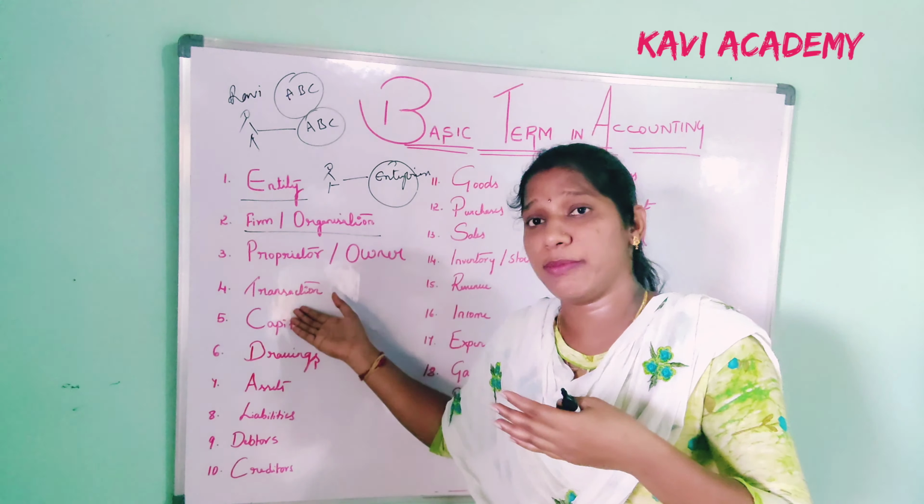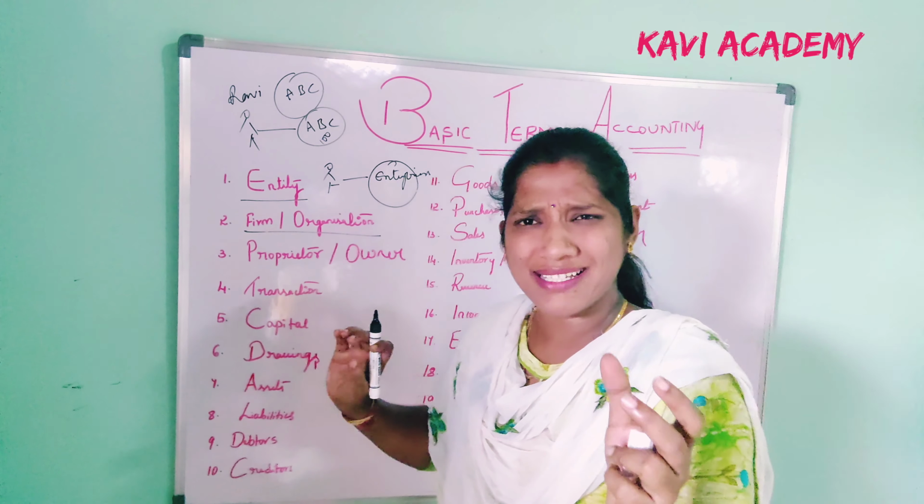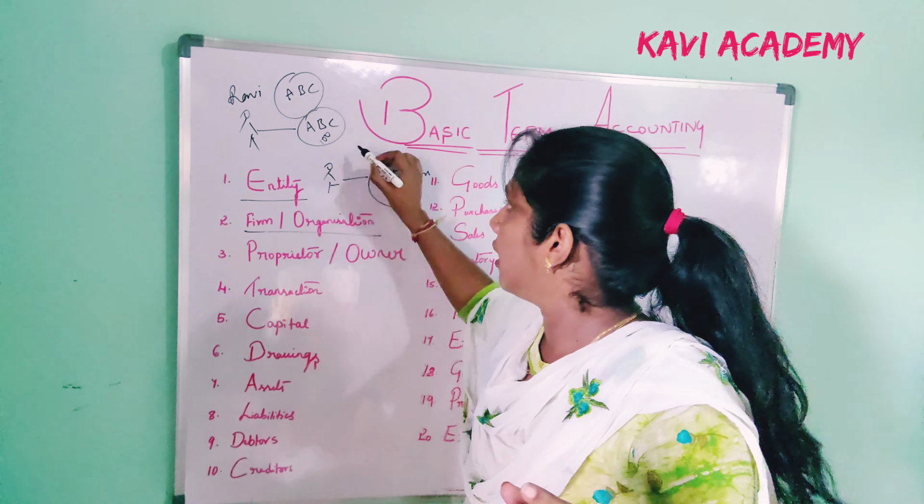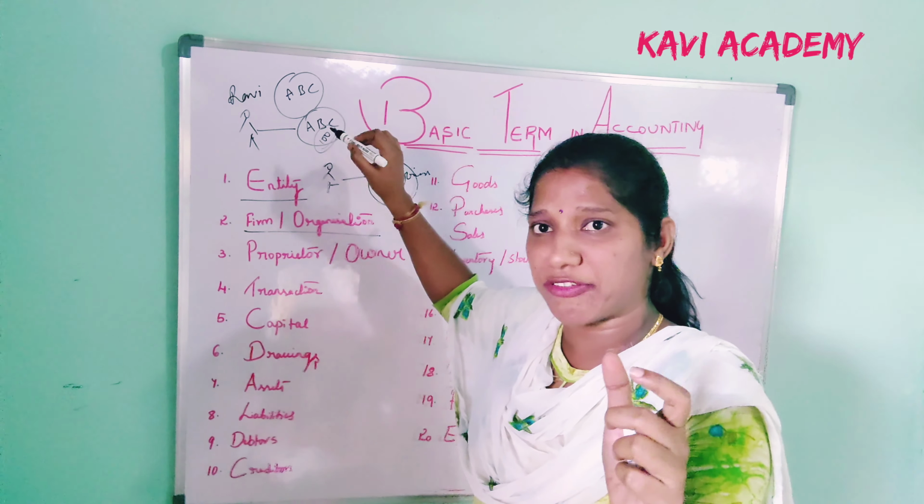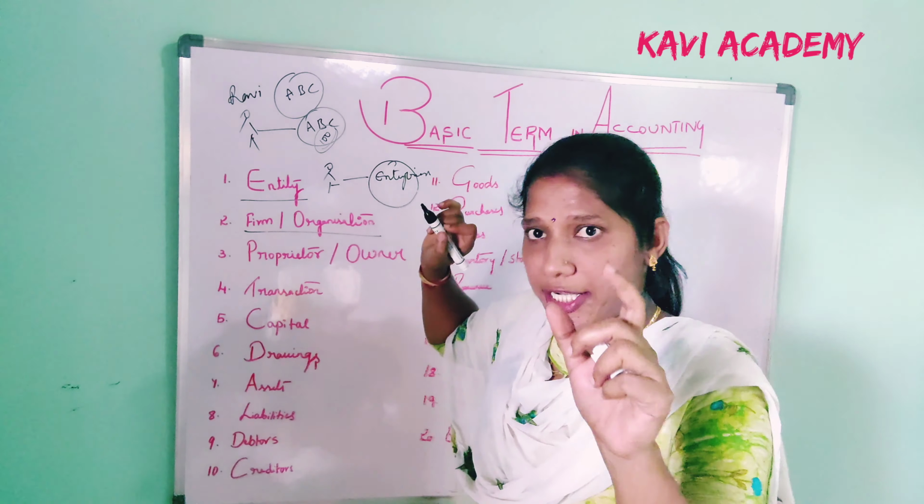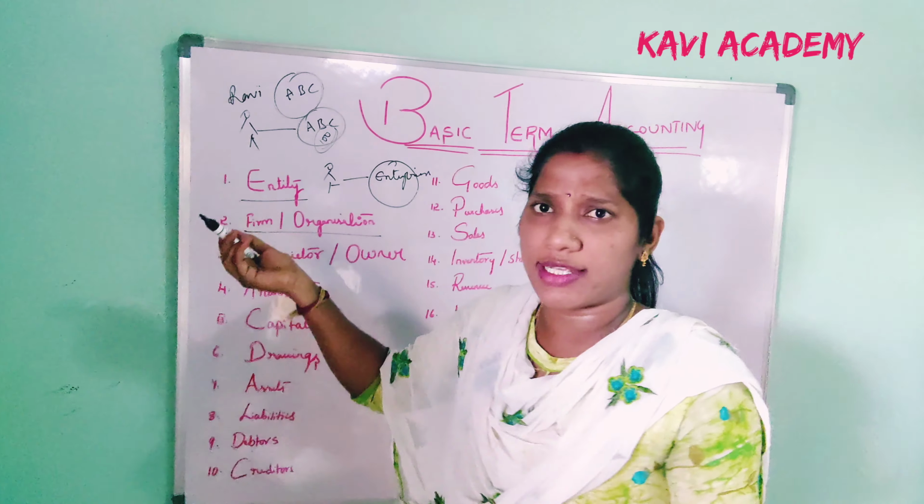An event or situation is measurable in money, which changes our financial position. For example, you take 100 rupees as capital for your company, so the fund will be there. How much? 100 rupees. This is the financial statement: how much do you have? 100 rupees.